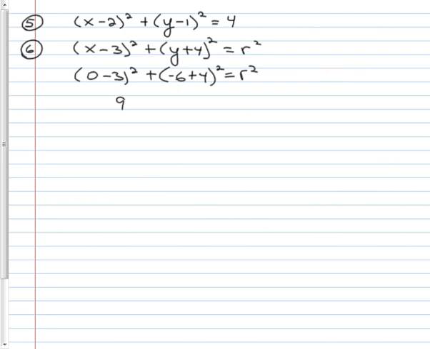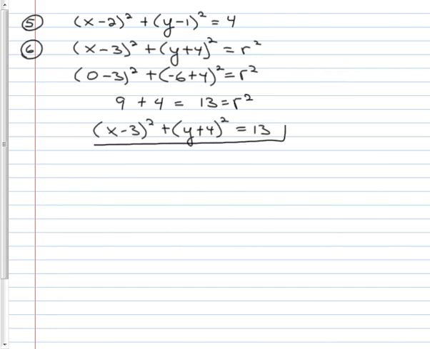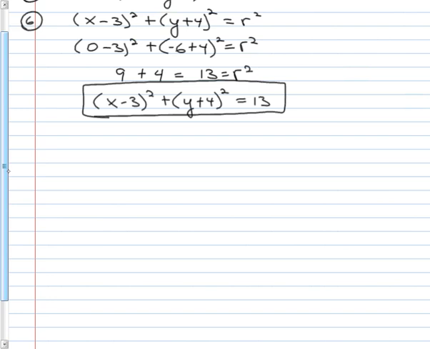Let's see, negative 3 squared is 9. Negative 2 squared is 4. So that's 13. So my answer is x minus 3 quantity squared plus y plus 4 quantity squared equals 13, because we solved for the radius squared. Do we put 13 squared? No. That is r squared, so it's 13. Number 7.